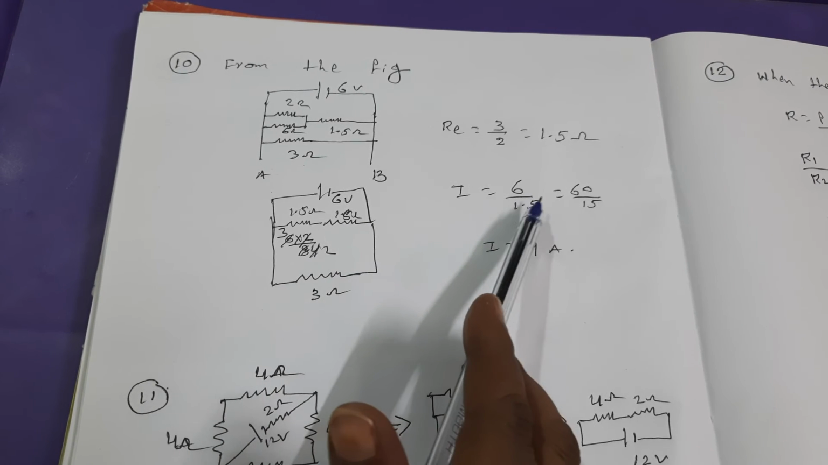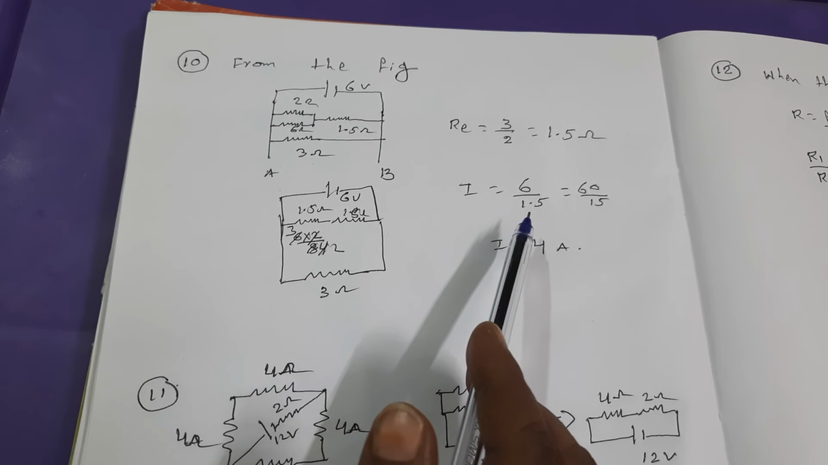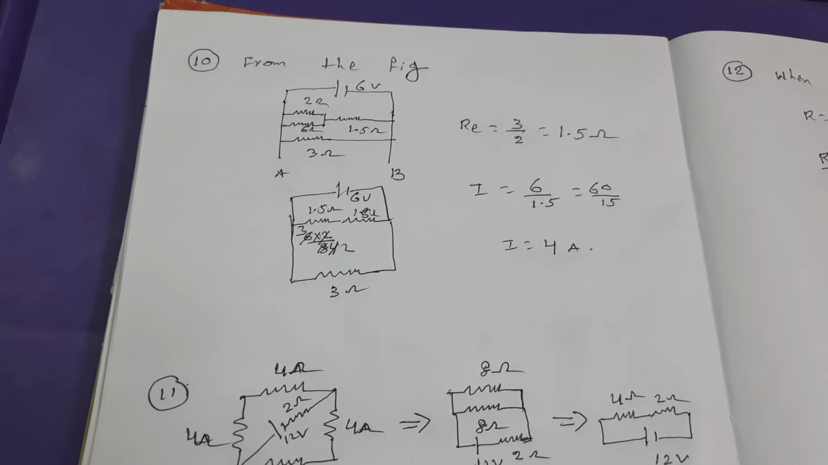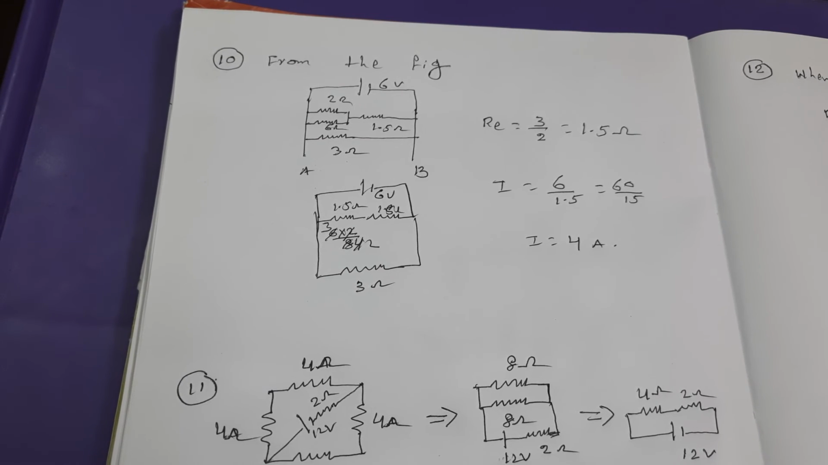Then I equals to V by R, so V equals to how much? 6, and that resistance is the 1.5. After simplification, current passing through the circuit equals to how much? That is the 4 amperes. That is the 4 amperes.